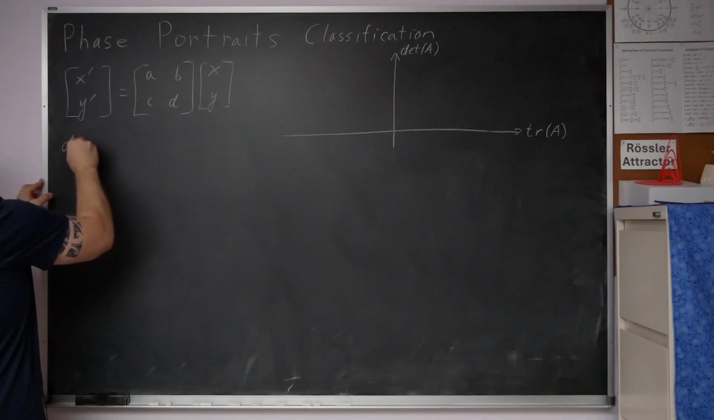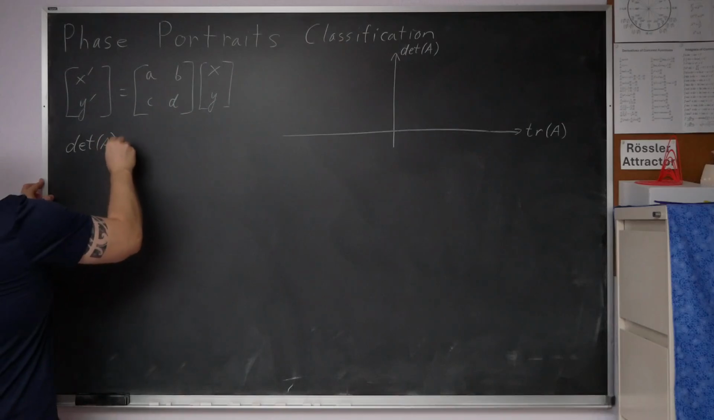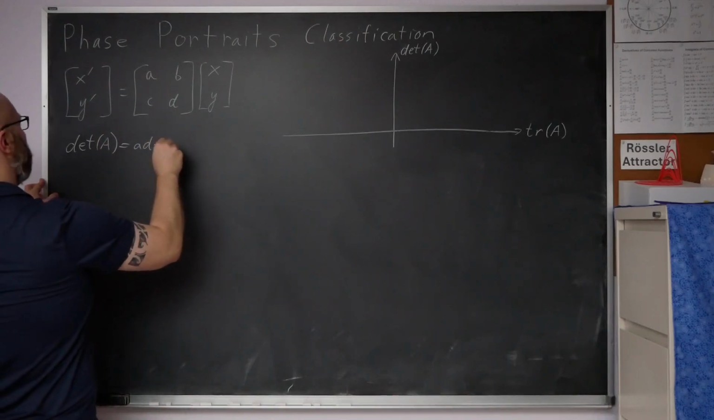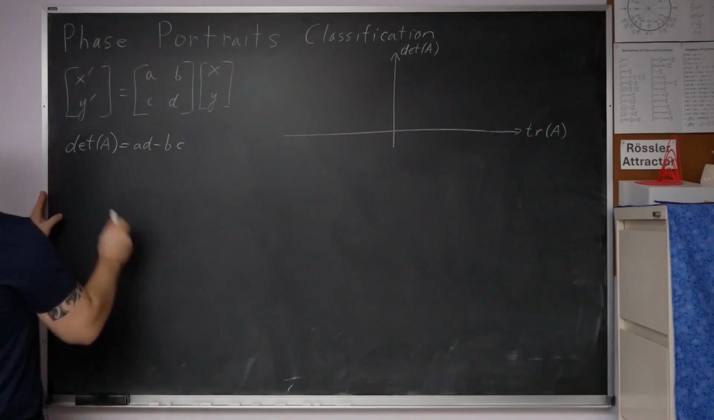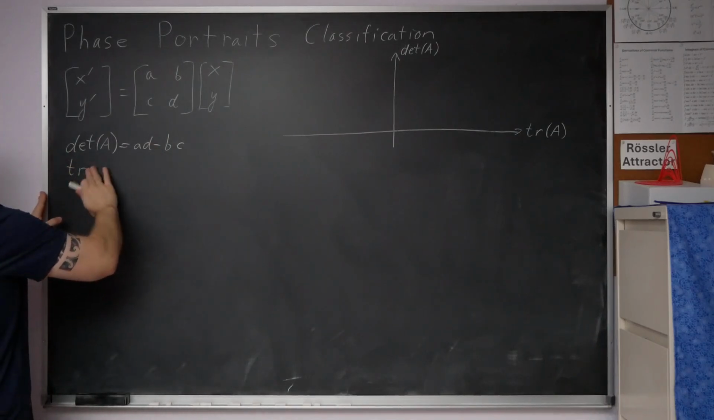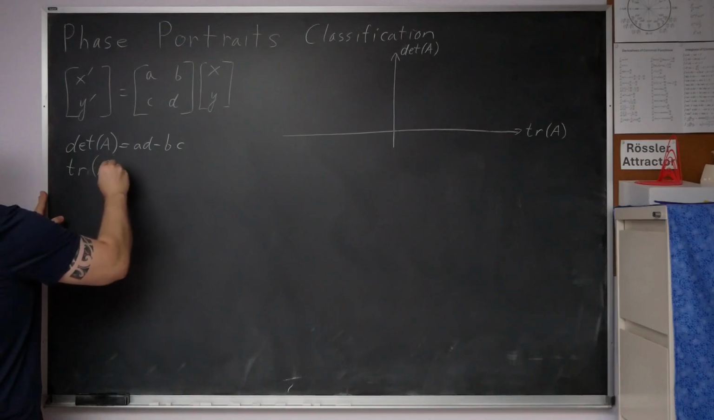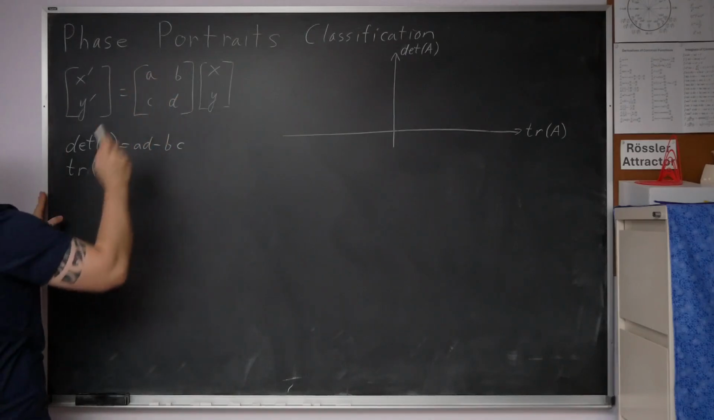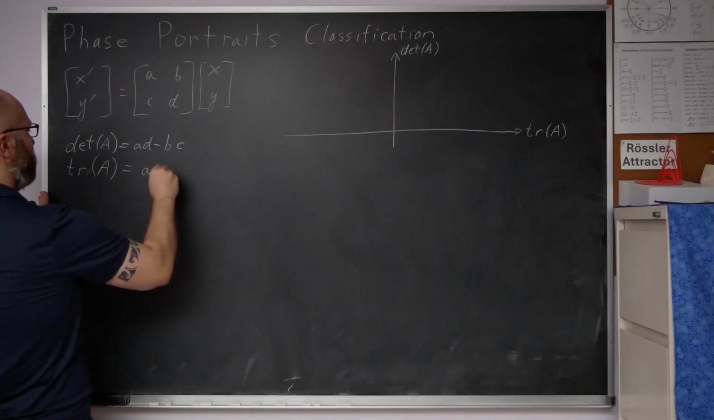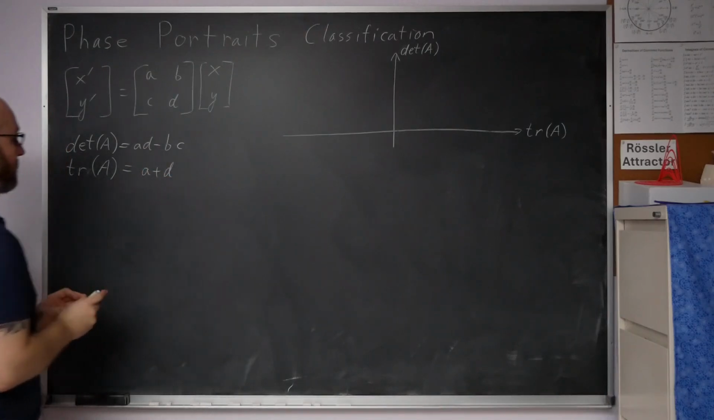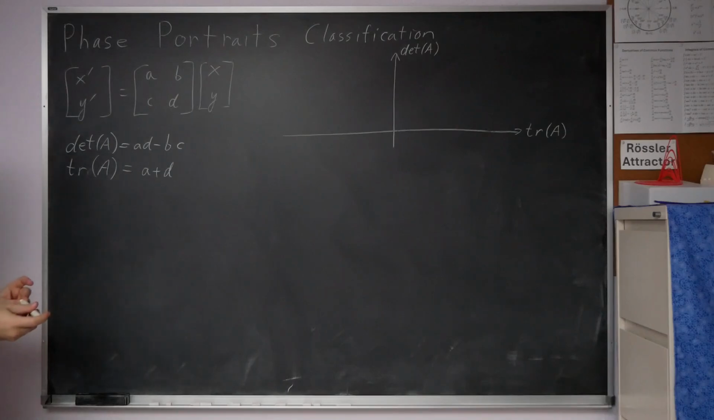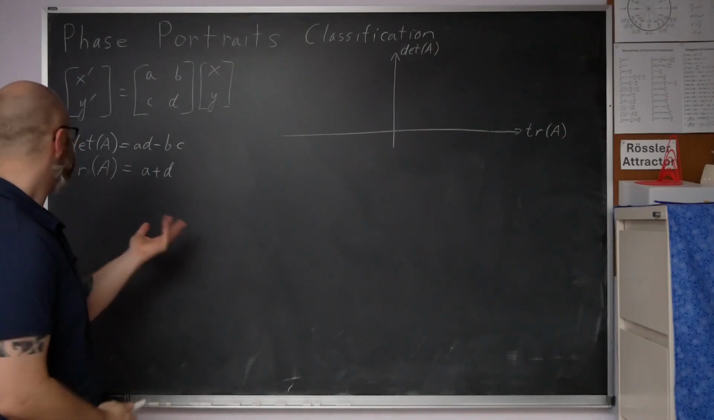So first let's write the determinant of A. Well, that's AD minus BC. We have the trace of A. That's the sum along the diagonal of a matrix, so that's going to be A plus D for us. And they actually end up having very nice relationships to the eigenvalues.